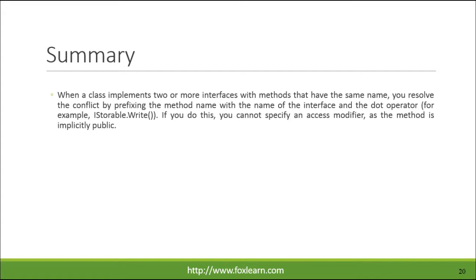When a class implements two or more interfaces with methods that have the same name, you resolve the conflict by prefixing the method name with the name of the interface and the dot operator, for example, Storable.write. If you do this, you cannot specify an access modifier, as the method is implicitly public.